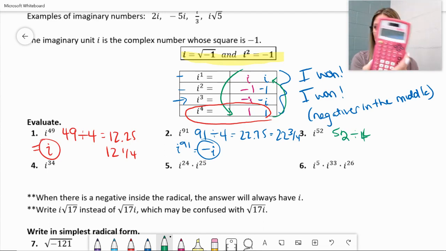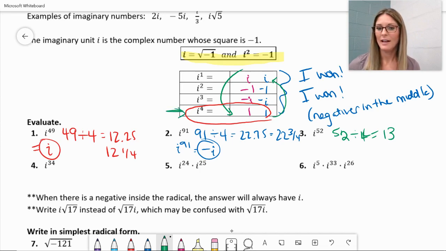And it gives me 13. It goes through this pattern 13 times. So where does it land? It went through the pattern 13 times. It's going to land here at i to the 4th answer, which is positive 1. i to the 52nd is equal to positive 1.